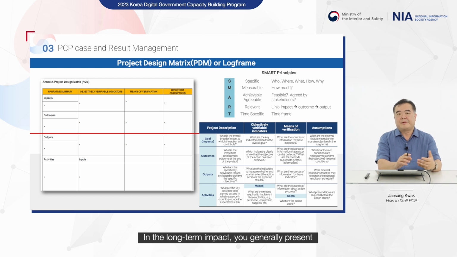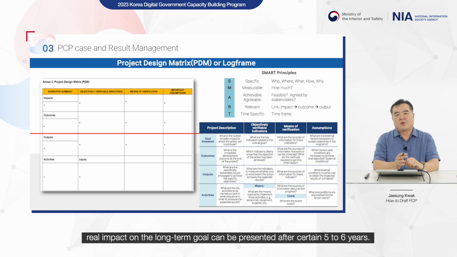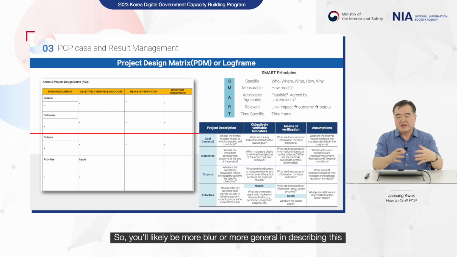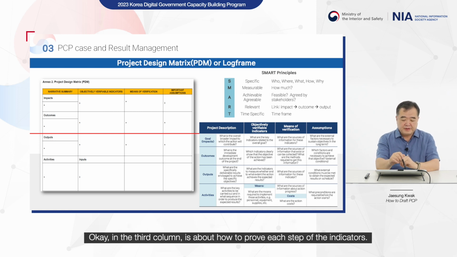In the long-term impact, you generally present how this can be seen from a long-term perspective. The real impact on the long-term goal can be presented after 5 to 6 years. So you're likely more blurry or general in describing this. So maybe this NID system can contribute to a further increase of the GDP per capita or more government efficiency and so on.